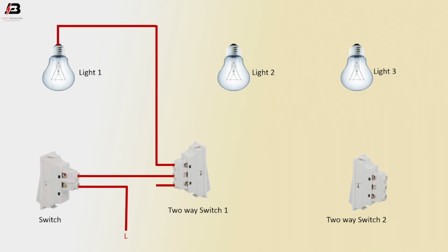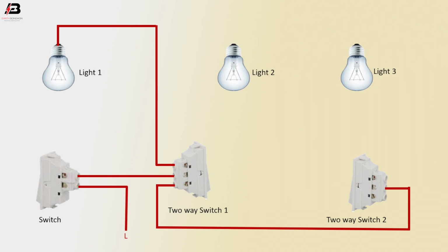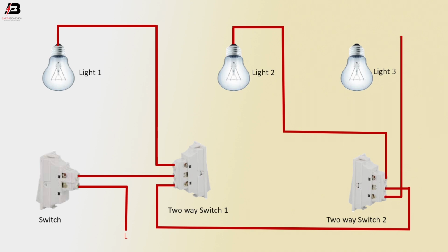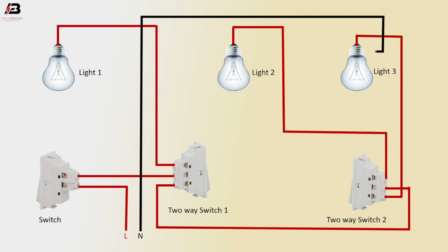Phase connection from switch 1 L2 terminal to switch 2 common terminal. Output connection from switch 2 L1 terminal to light 2. Output connection from switch 2 L2 terminal to light 3. Neutral connection connected to light 3, light 2 and light 1.